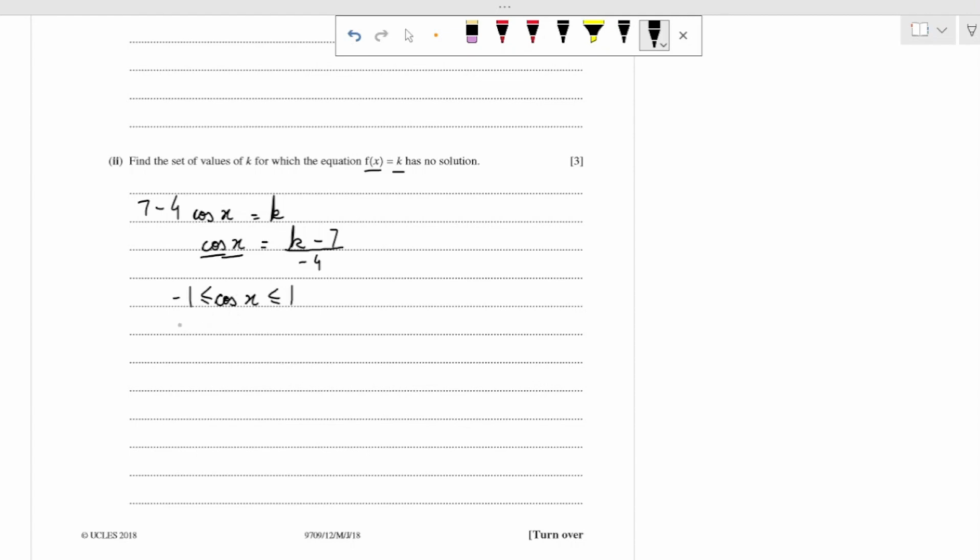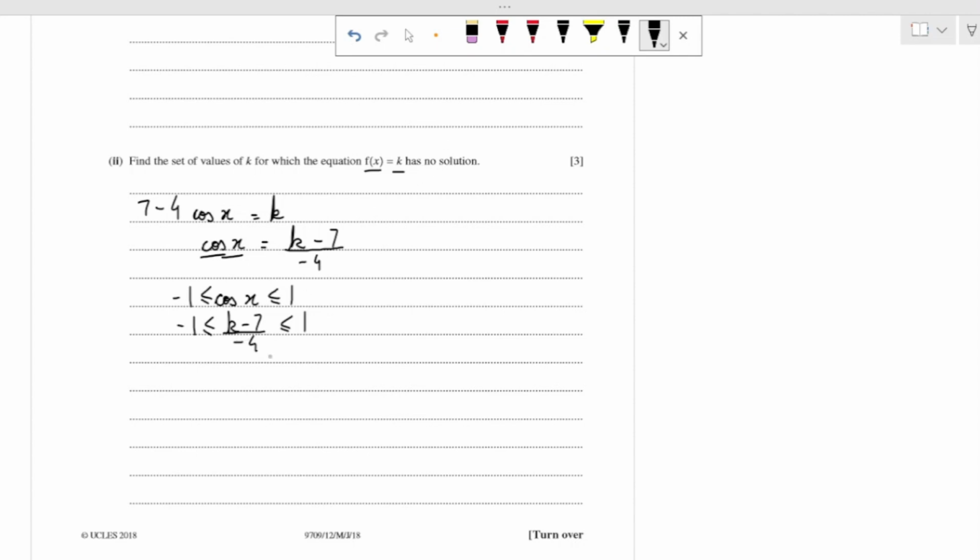So now that we have found this relation, we can substitute instead of cos x the actual other part of the equation, because we have just said cos x = (k − 7) over −4. So we can write (k − 7) over −4 and put it in between the inequality. And now we're going to solve for both of these inequalities. If we solve this inequality, we would get the range of values for k for which we have a solution.